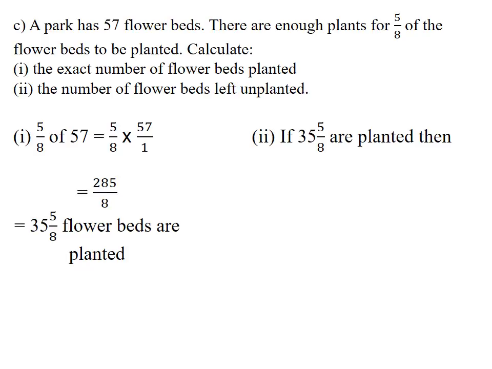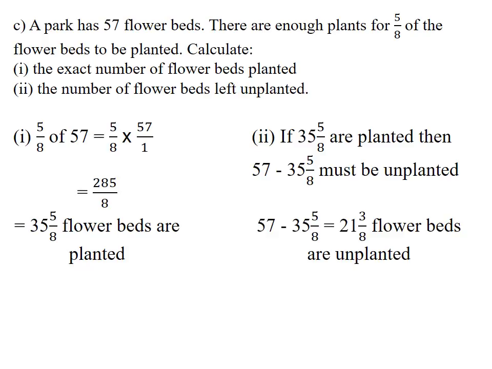So if you can plant 35 and 5/8, then you've got to take that away from the 57 to find those that are unplanted. So 57 minus 35 and 5/8 leaves you with 21 and 3/8 unplanted.